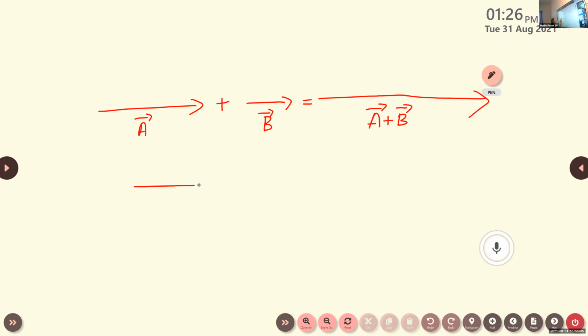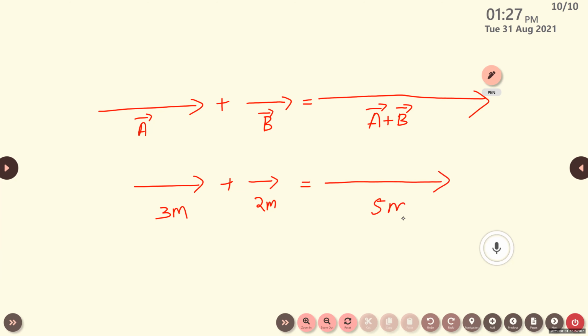For example, I will give the values. The first one is a vector with length 3 meter, plus the second one with 2 meter. What about the resultant vector? They are along the same direction, so it is 5 meter. That is, 3 plus 2 is equal to 5. The first vector plus the second vector: the magnitudes of the two vectors.